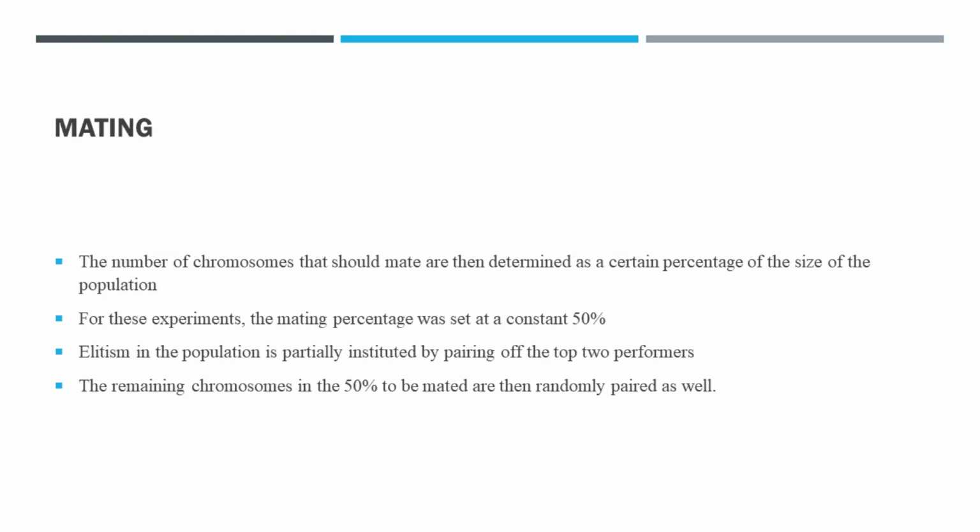After we conclude with our fitness function, we can continue on to the mating function. And here, the number of chromosomes that should mate are determined as a certain percentage of the population size. For these experiments, the mating percentage was set at a constant 50%. Elitism in the population is partially instituted by pairing off the top two performers, and then the remaining chromosomes in the 50% to be mated are randomly paired together as well.